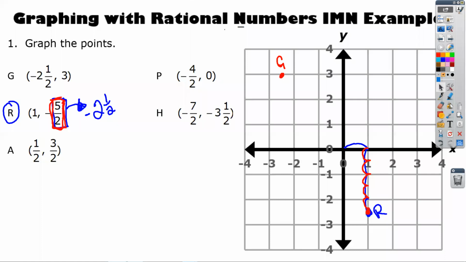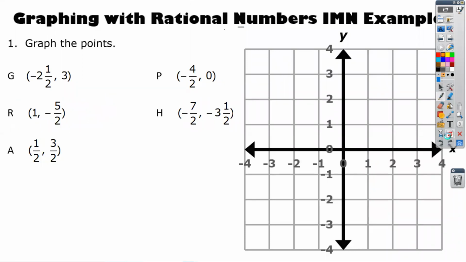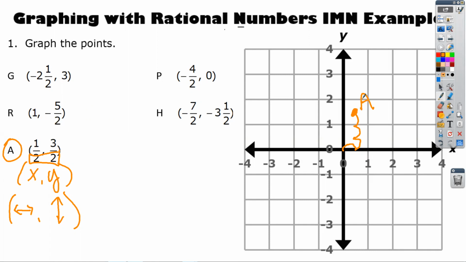So let's look at A. Let me clear my screen. All right, A is at 1/2 and 3 halves. Both are positive, so that means remember this is X and that's Y. And remember X always goes left and right, and Y goes up and down. So starting at 0, I'm gonna go 1/2 jump to the right since it's positive. And then 3 halves is positive, so that means I'm going up 3 half jumps, 1/2, 2 halves, 3 halves. Now notice, since both of them were a half, that it is located in the center of boxes.